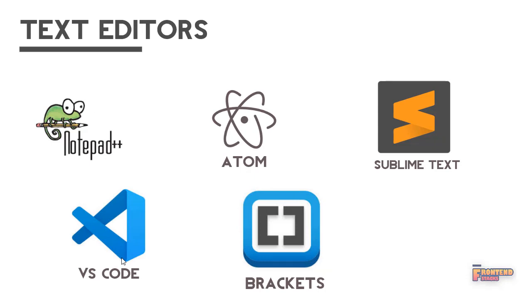Since HTML, CSS, and JavaScript are things that we write, we need a text editor to write them. Here are the popular ones I would like to show you: Notepad++, Atom, Sublime Text, VS Code, and Brackets. Actually, I use VS Code a lot because it has more extensions and it's cross-platform. Many of them are cross-platform, especially Brackets and Atom. And Sublime Text, I use it too. It's very nice, very fast, and also has syntax highlighting.